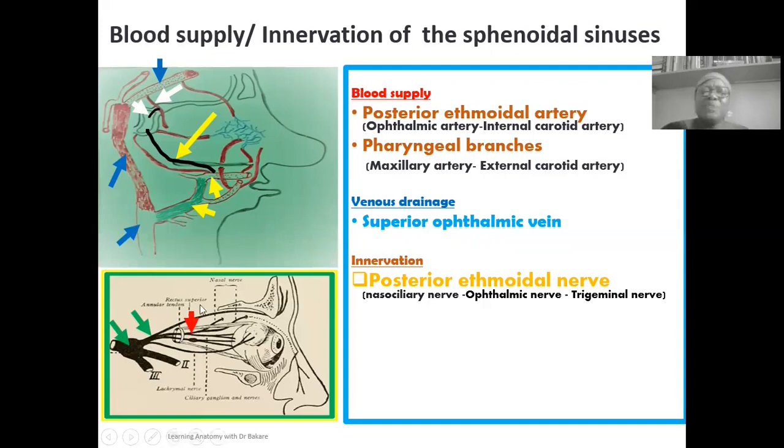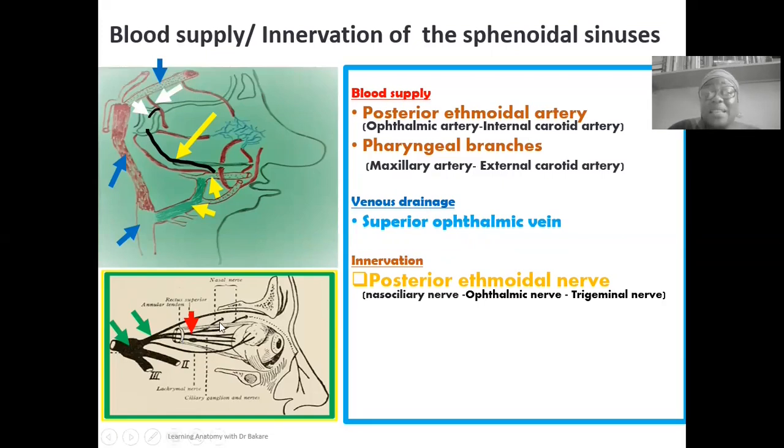So if you try to break down the name of nasociliary nerve, it means it will be giving off branches that will supply the nasal region and also the ciliary region, which is the eye region. So you have the nasociliary nerve here, giving up the nasal branches and also the ciliary branches. These are the ciliary branches here, going towards the eye region. Then you have the nasal branches here, of course, being directed towards the nasal cavity.